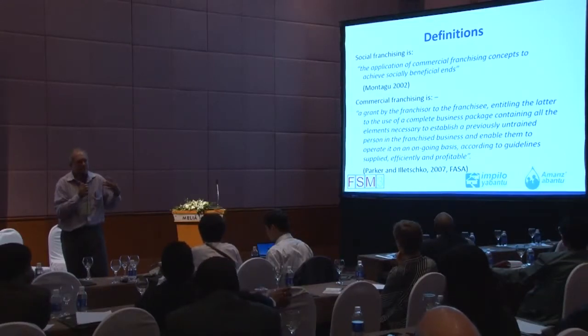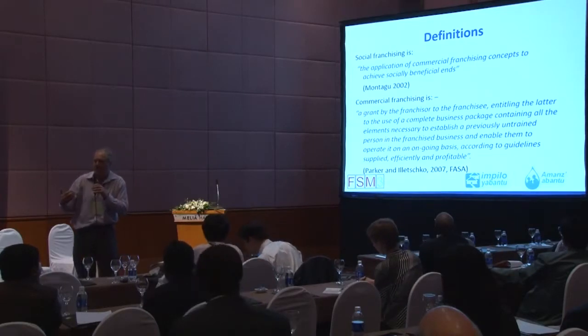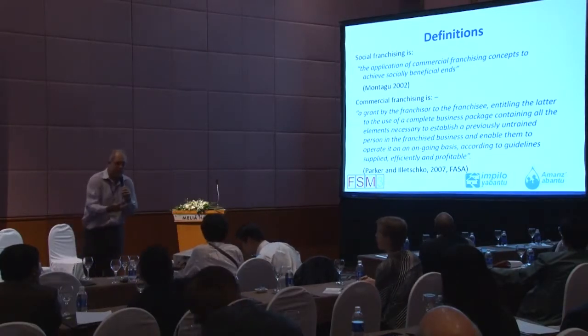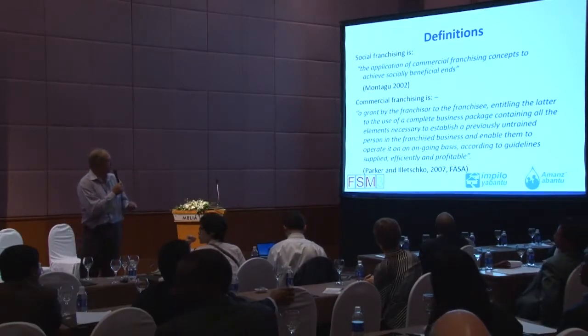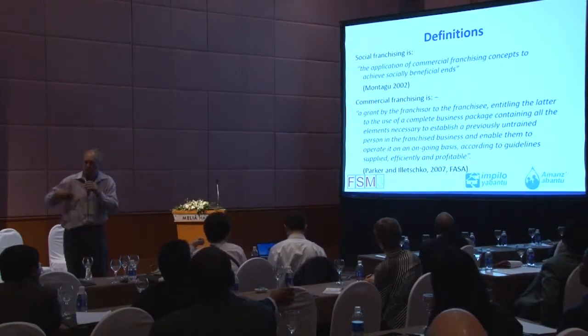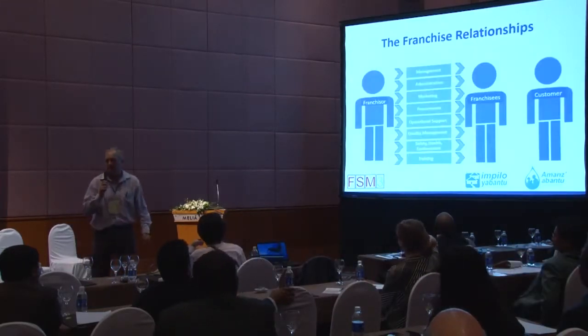It's a type of franchising which actually has socially beneficial ends, and that quote is really what we've based our definition on. We are a business, a for-profit business, but we certainly see the element of social because it's for the poor, and it's basic services. Commercial franchising, on the other hand, is when a franchisor enters into an agreement with franchisees by granting them certain rights, and it's a partnership basically to provide services or goods against the business model.